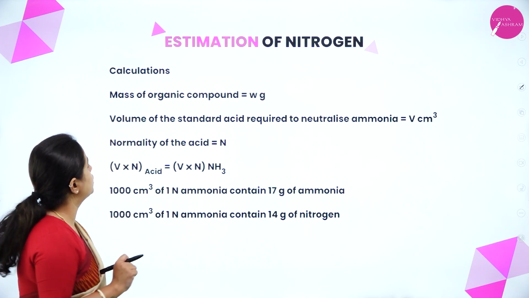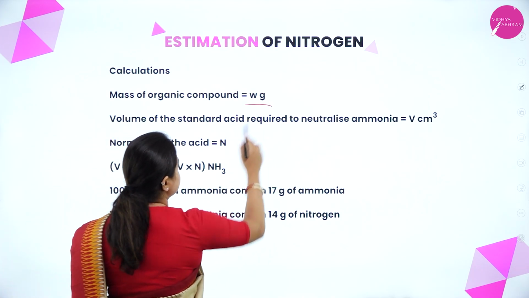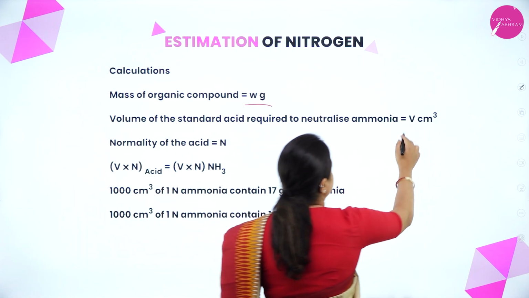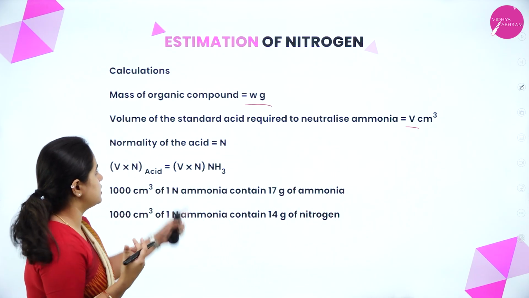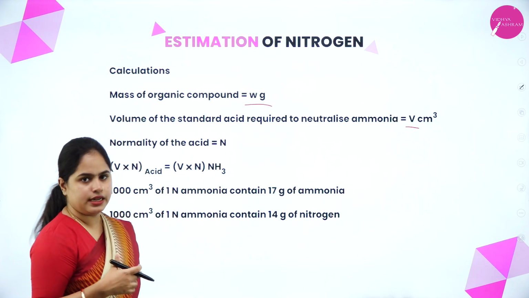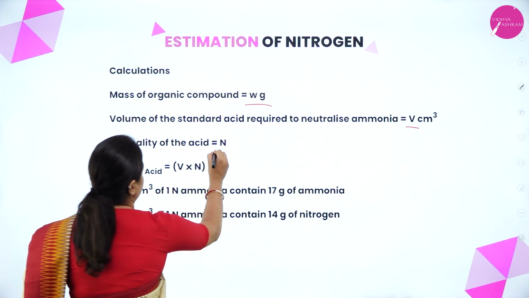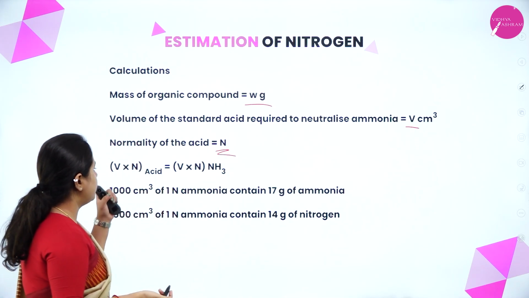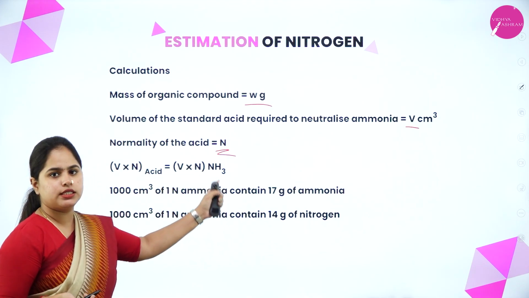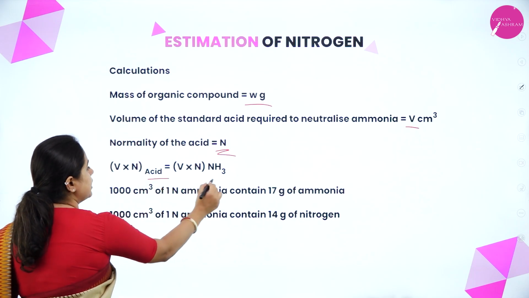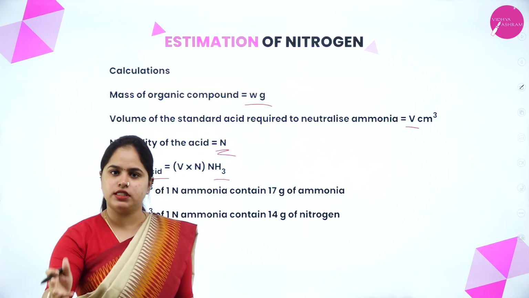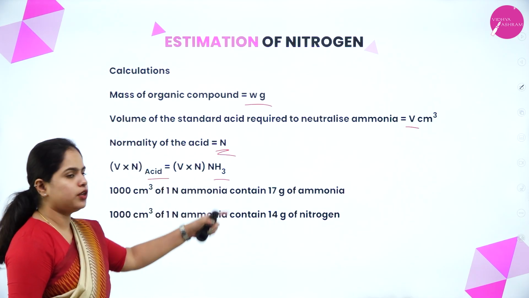Now let's move on to the calculation. Mass of organic compound is considered as W gram, and the volume of the standard acid required to neutralize the ammonia is taken as V. The normality of the acid is taken as N. Then volume into normality of acid will be equal to volume into normality of ammonia. As I said, how much volume of acid is used will be exactly equal to the ammonia which is liberated. So V into N of acid will be V into N of ammonia.